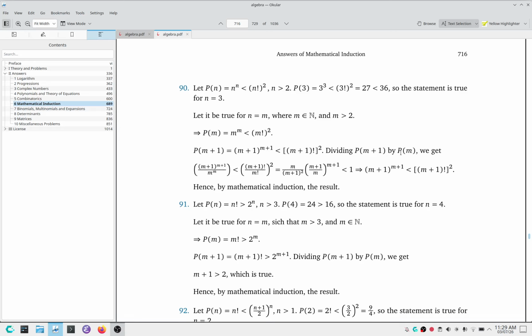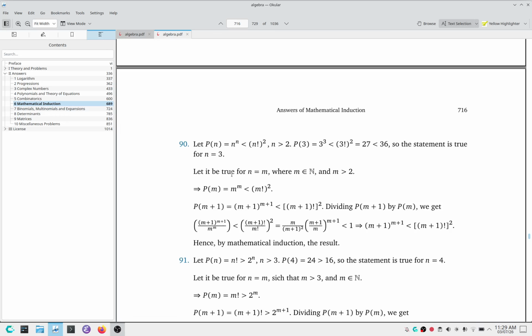Now we divide P(m plus 1) by P(m). We get m plus 1 raised to the power m plus 1 over m raised to the power m less than m plus 1 factorial over m factorial whole square, which is equal to m by m plus 1 whole square times m plus 1 over m raised to the power m plus 1, which is less than 1. Thus we have m plus 1 raised to the power m plus 1 less than m plus 1 factorial whole square, and thus by induction we have the result. And with this we come to the end of 90 problems on mathematical induction.